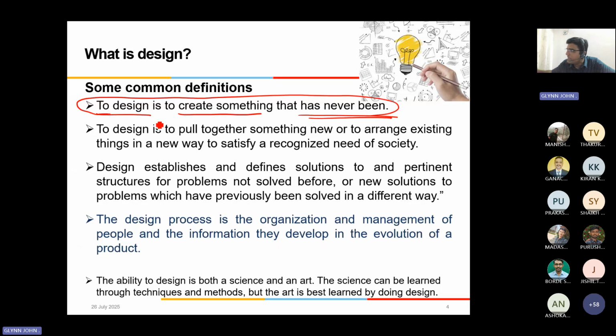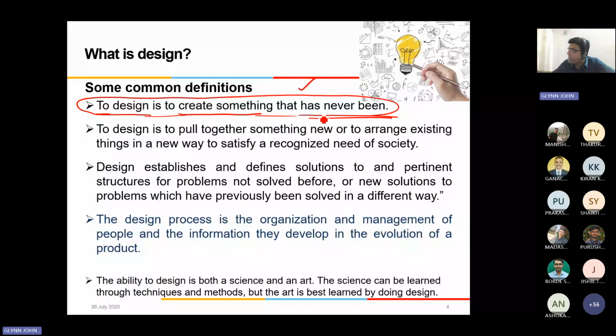Nothing has existed like this before. You're creating something totally new, right? So in that case, that can be a definition of design, right? So that's possible. This may be one way to define design.